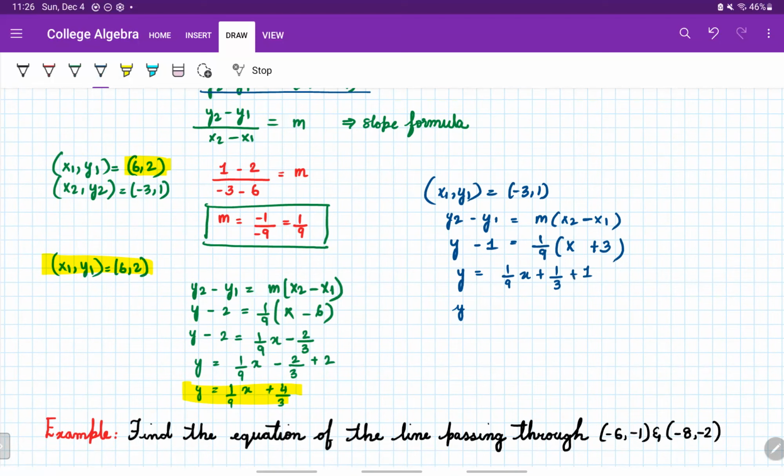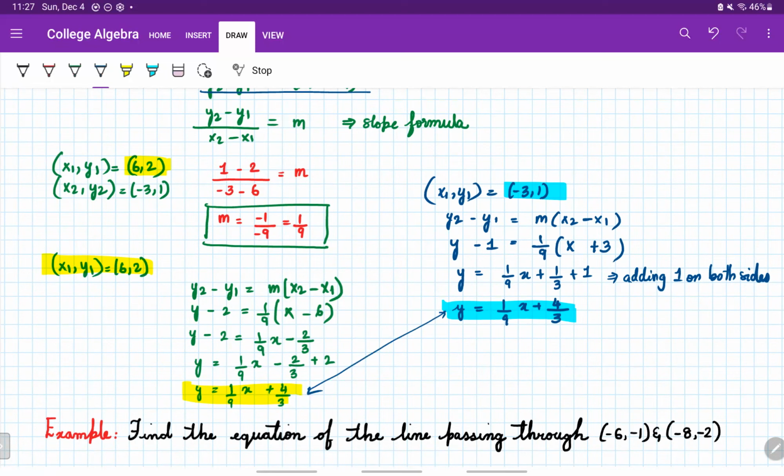Not minus 1, plus 1, because we are adding 1 on both sides here. And you get y equals 1 by 9x plus 4 by 3. So that is our equation, which passes through negative 3, 1 and has the slope of 1 by 9. If you see closely, we get the same answer for both the points.